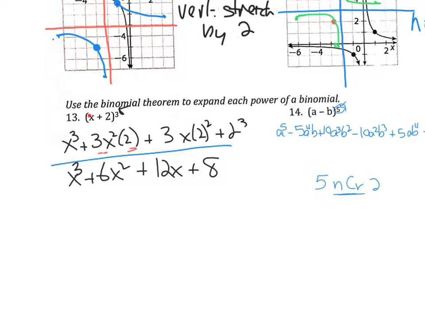So 13, first term is x to the 3rd power. The last term is 2 to the 3rd power. The second term always starts with that main exponent. So I'm going to put a 3 there. The x's are going down. The 2 starts coming up. Notice those exponents are 2 and 1.